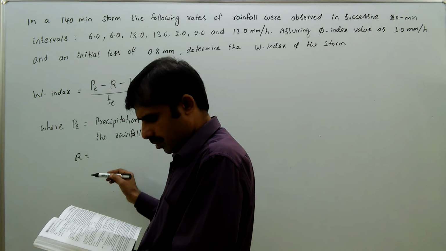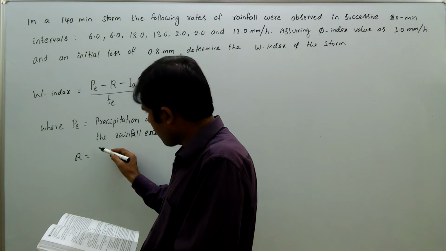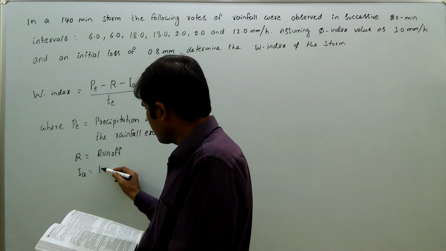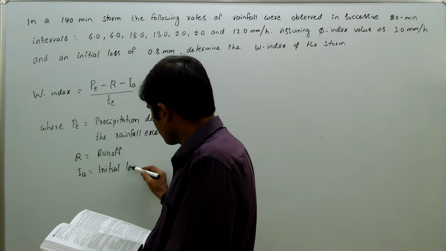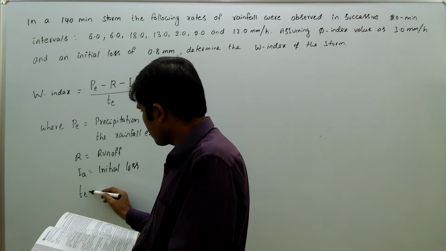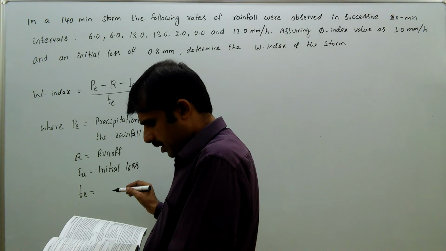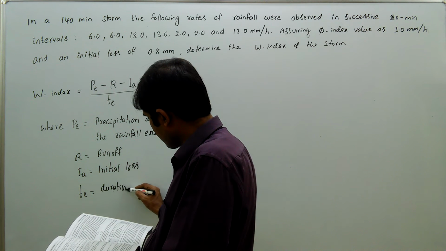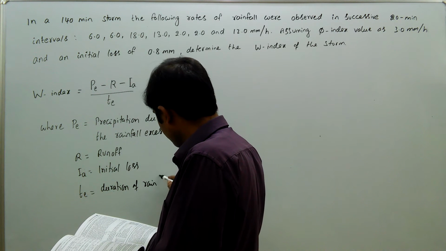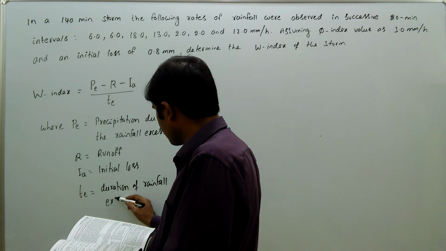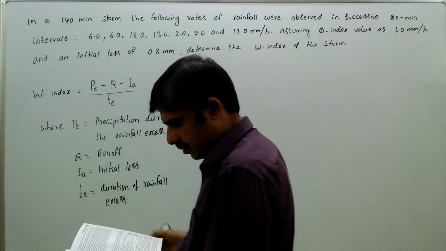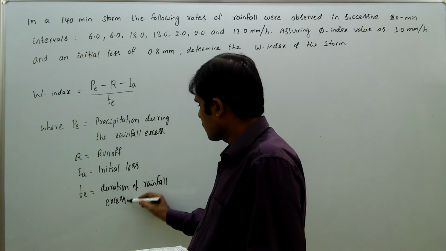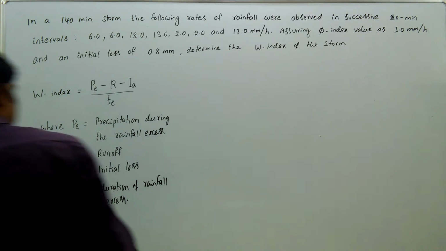R equal to runoff, IA equal to initial loss, TE, duration of rainfall excess. Now we will see.